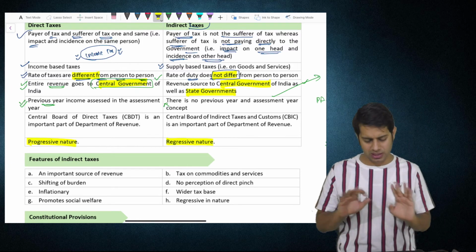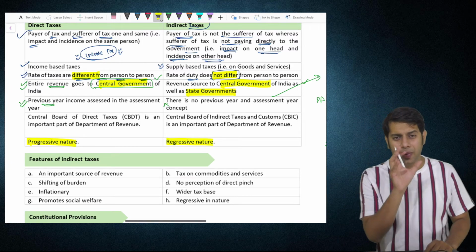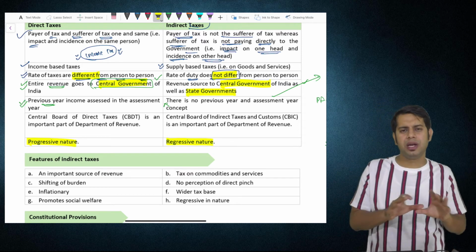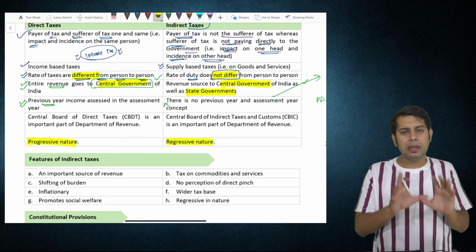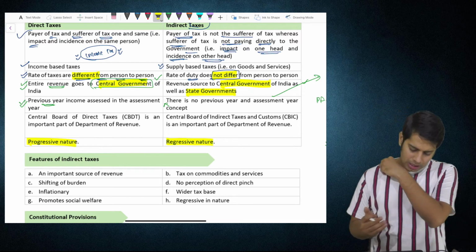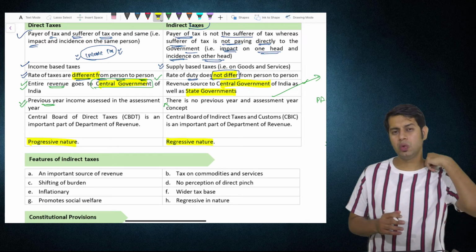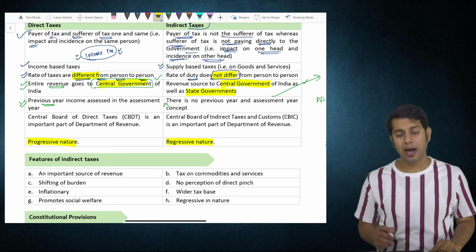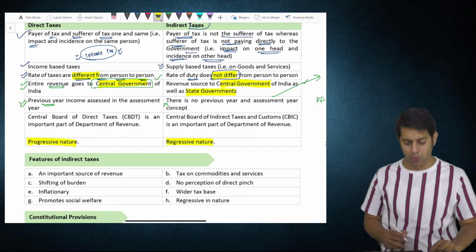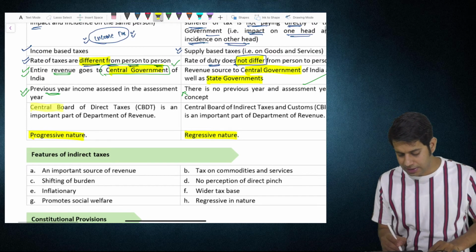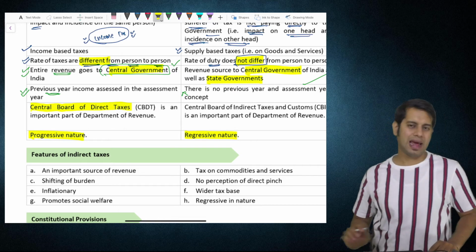The answer is no. The government appoints a board. That board is going to make the different laws. For example, for direct taxes, there is a board called CBDT, the Central Board of Direct Taxes.